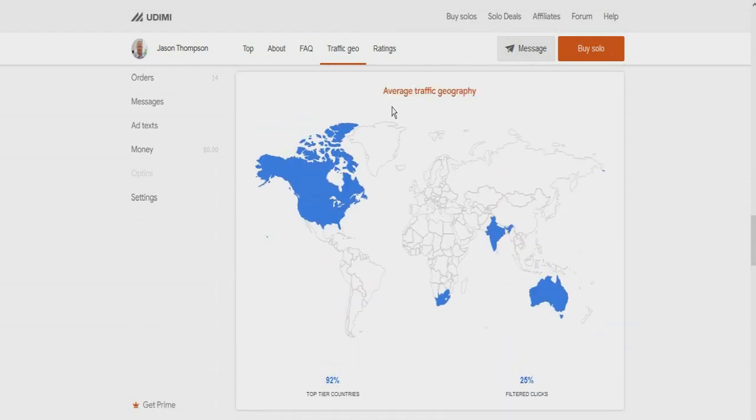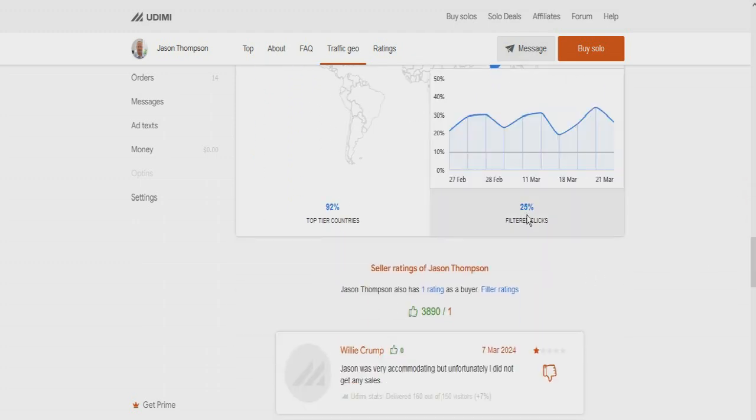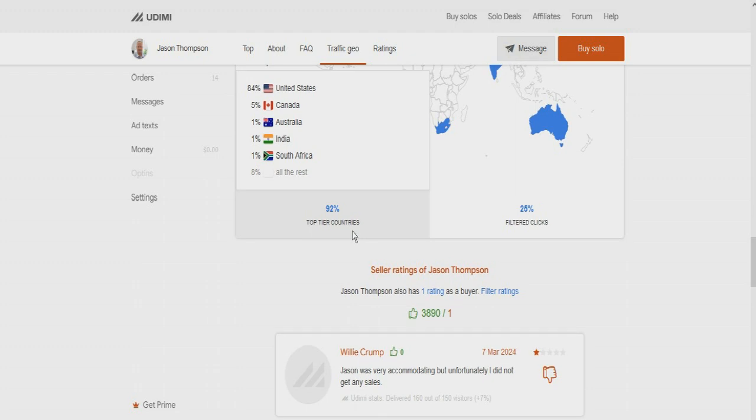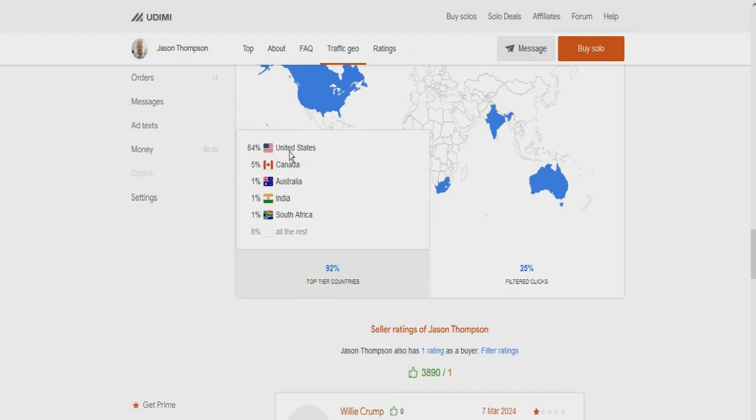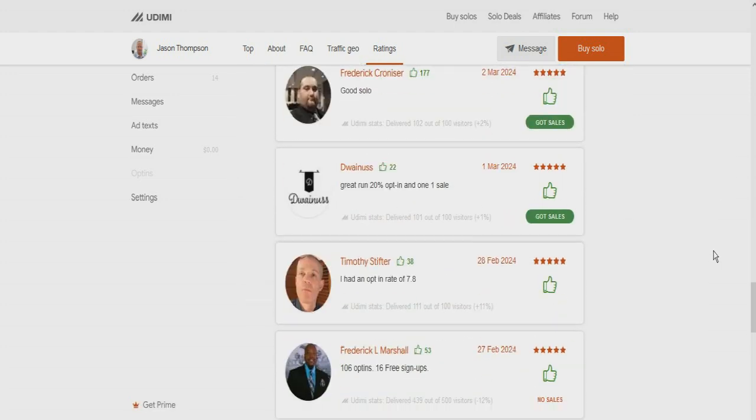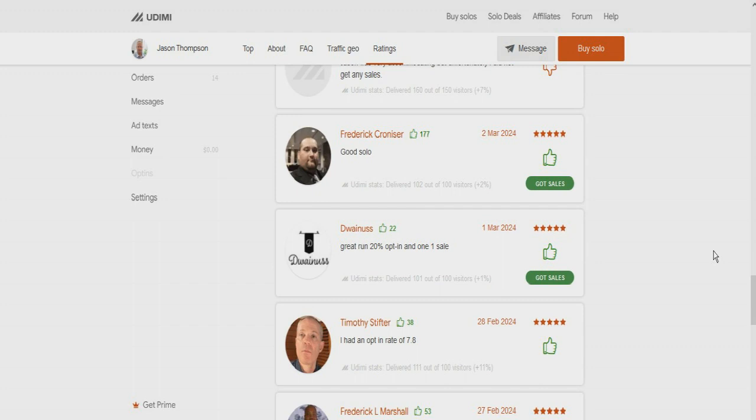And they also show the geography of where your clicks are coming from. That's really good. Telling you 25 filtered clicks here, and the top tier countries 92%, as you can see: US, Canada, Australia, India, South Africa. So this is free to get into. You just have to put a little bit aside to do your testing, but well worth it. Over 100 clicks, you're typically looking anywhere from 20 to about 35 or 40 opt-ins per solo ad run.